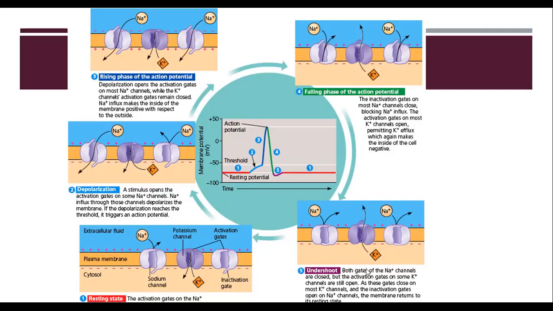And then the last is the undershoot. Both gates of the sodium channel are closed, but the activation gates on some potassium channels are still open. As these gates close on most potassium channels and the inactivation gates open on sodium channels, the membrane returns to its resting state.